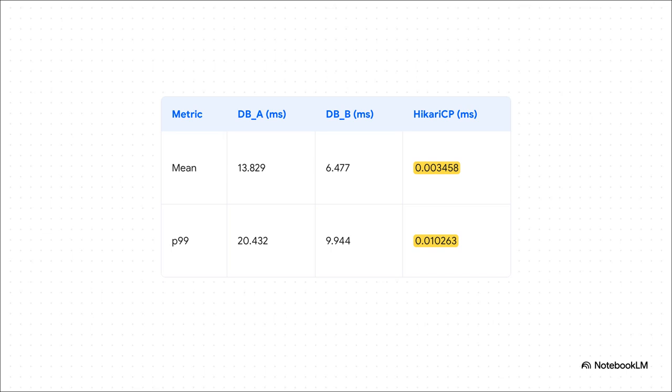And this is where it gets crazy. Just look at these numbers from the source material. Opening a brand new connection takes milliseconds. Now that might not sound like a lot, but in computer time, that's an eternity. But borrowing one from a super fast pool like HikariCP, we're talking microseconds. That's not just a little better, that is a mind-blowing orders of magnitude improvement.